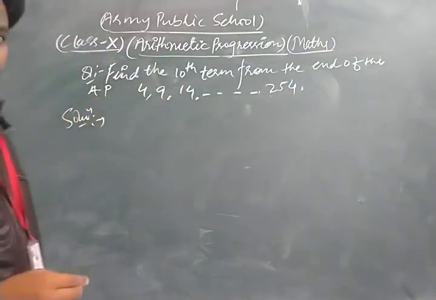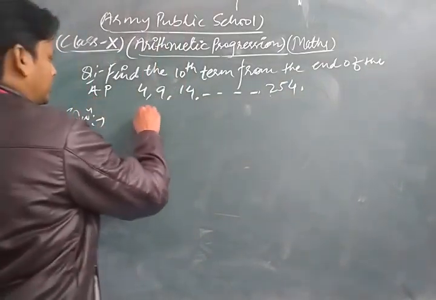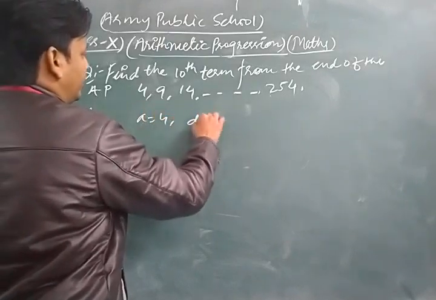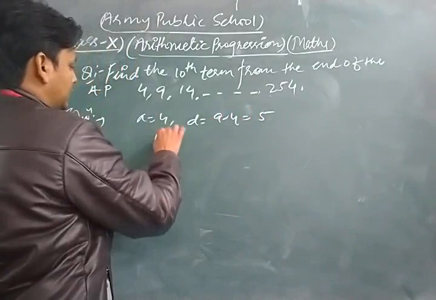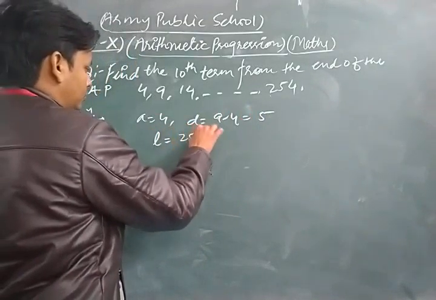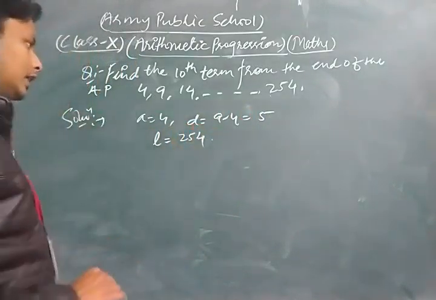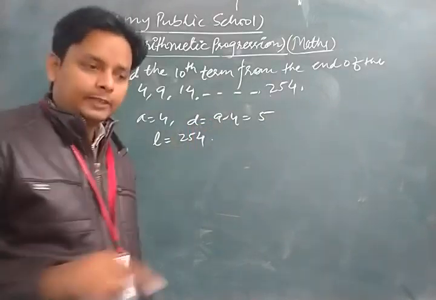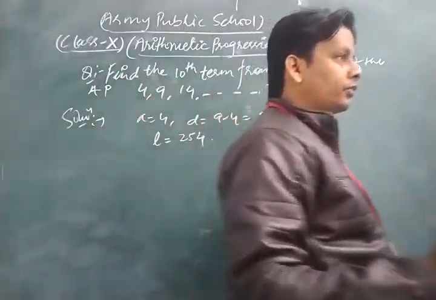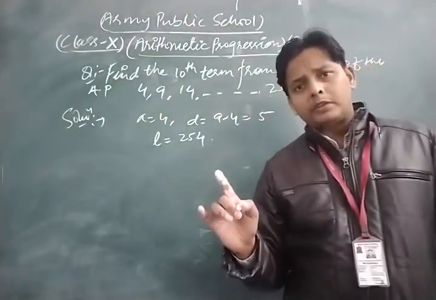Here the first term is 4, the common difference is 9 minus 4, that is 5, and the last term of the given AP is 254. In this question we find the 10th term from the end of the AP.